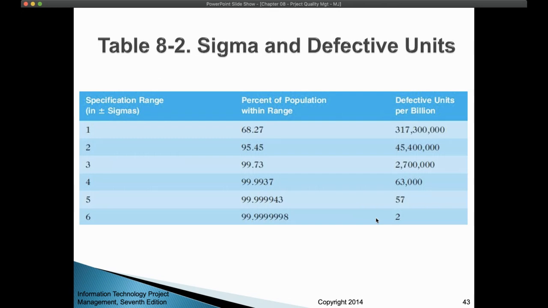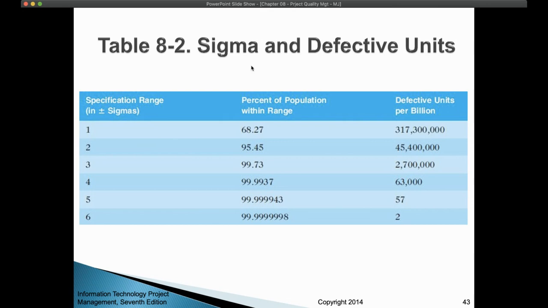Here I'll give you an example. See, if you say 1 sigma, okay, then the percent of population within the range is 68.27. Look at this last column, the defective units per billion. If you produce a billion products, okay, 317 million, 300,000 units will be defective, if you have a 1 sigma range.